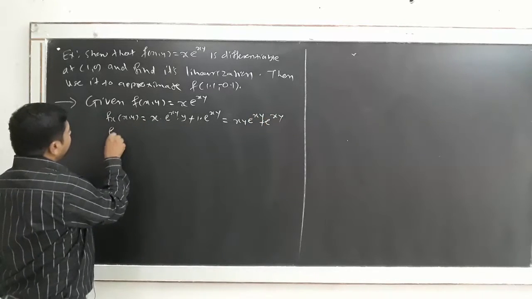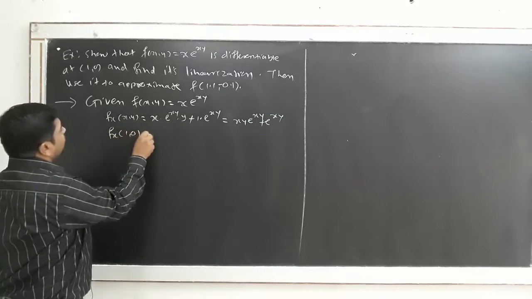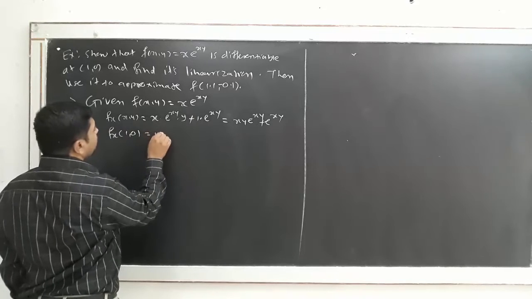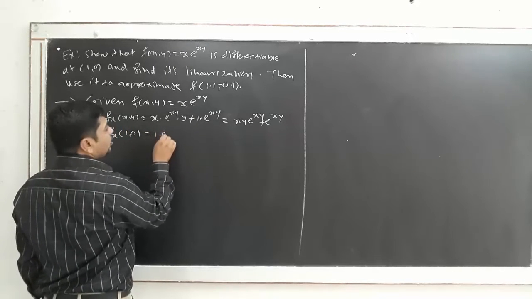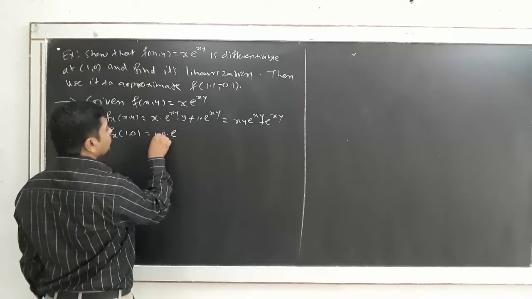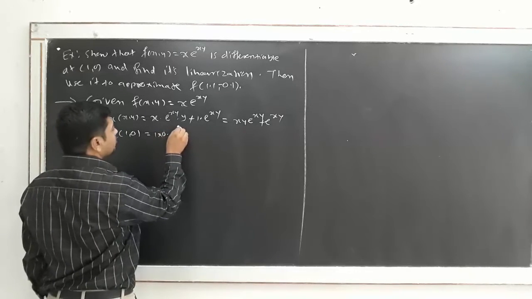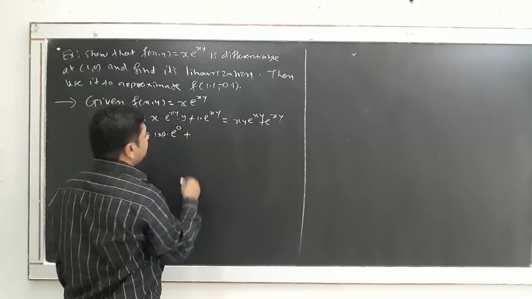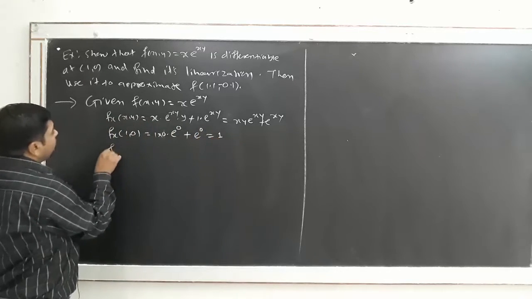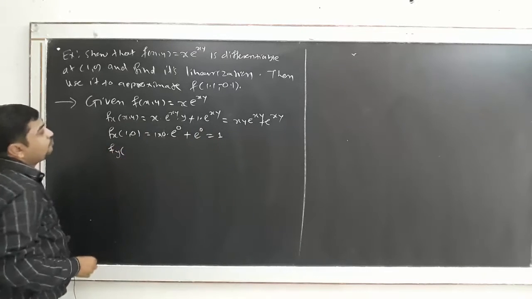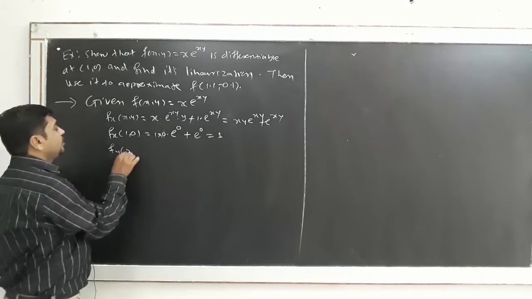Now you can find fx at 1, 0. It is 1 into e raised to 1 into 0 into e raised to 0 plus e raised to 0, it should be 1. So now you can find fy at xy first.